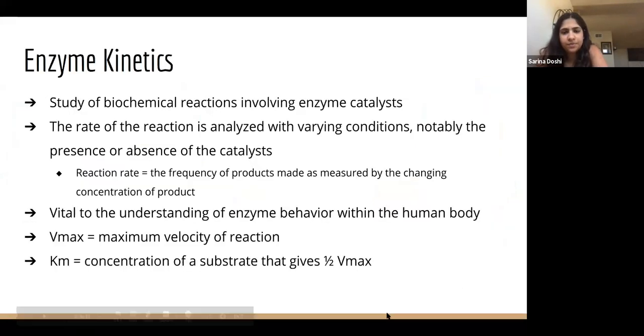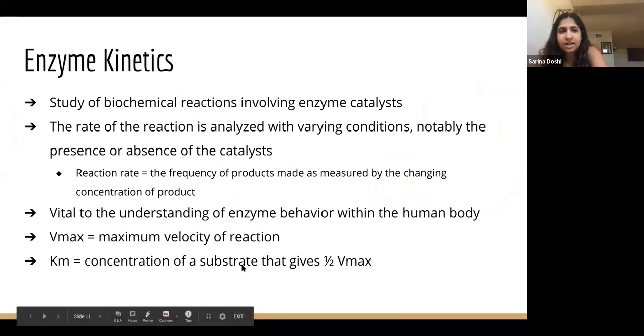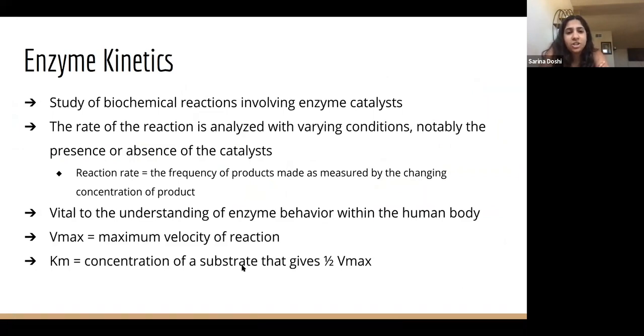All right. So now let's talk about enzyme kinetics. Enzyme kinetics is the study of biochemical reactions that involve enzyme catalysts. This refers to the rate of the reaction being analyzed with varying conditions, notably the presence or absence of the catalysts.